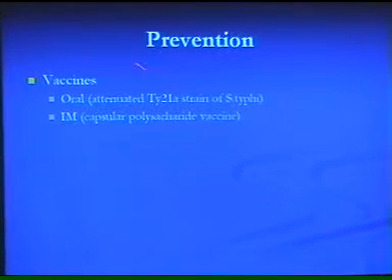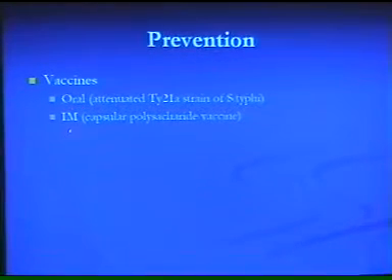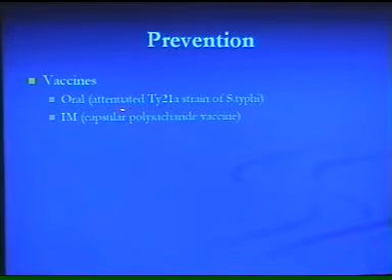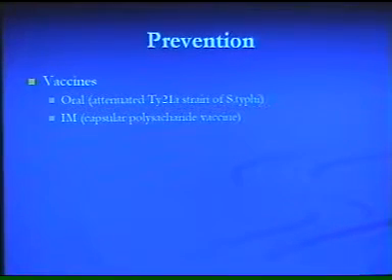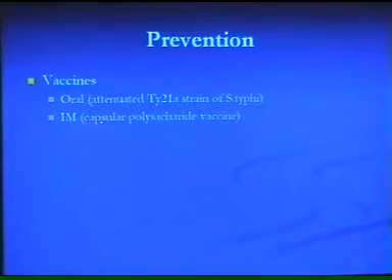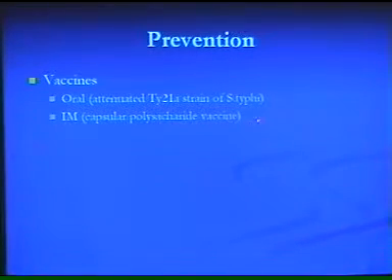The other way to prevent it is vaccines. There are two types of vaccines: one is oral and the other is intramuscular. The intramuscular one is more common. The oral one is newer and is an attenuated strain, so you cannot use it in immunocompromised patients or children younger than 6 years. The oral strain needs a booster dose after 5 years, while the intramuscular vaccine needs a booster every 2 to 3 years, and it is given in the deltoid, 0.5 ml.